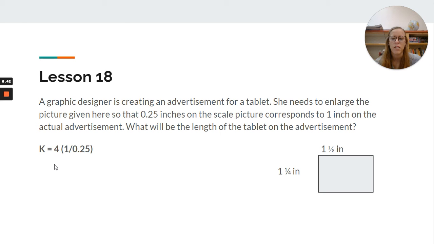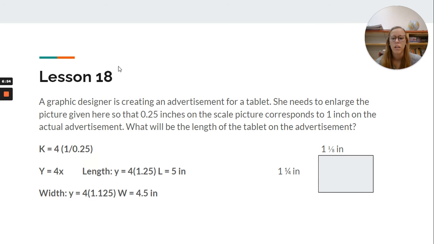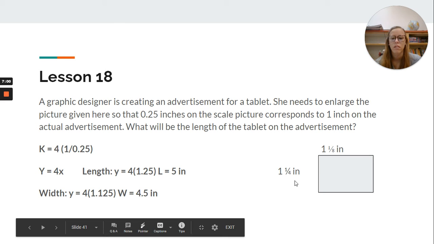We find our constant, or our scale, so to speak, is 4. 1 divided by 0.25. So our equation is y equals 4 times the x. So if we're finding the length, 4 times 1 2/5 is 5. And we can also find the width, same thing.